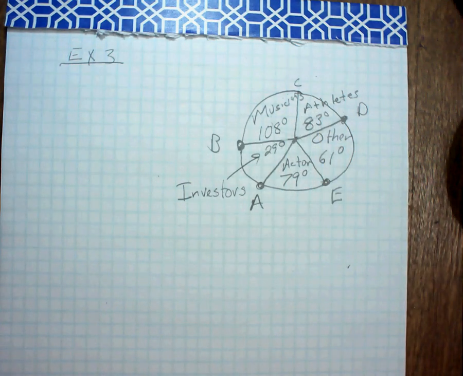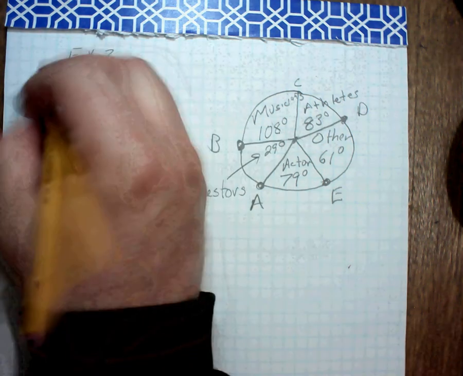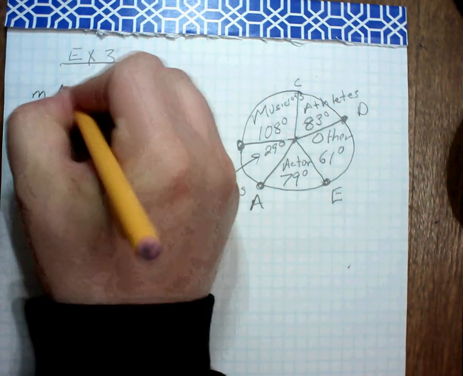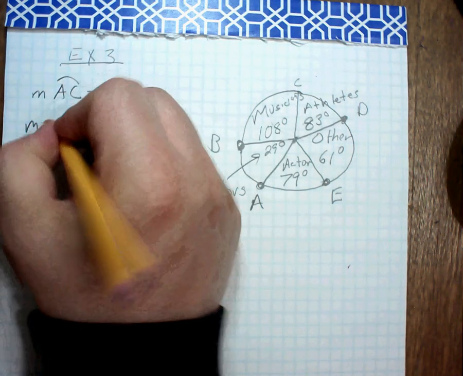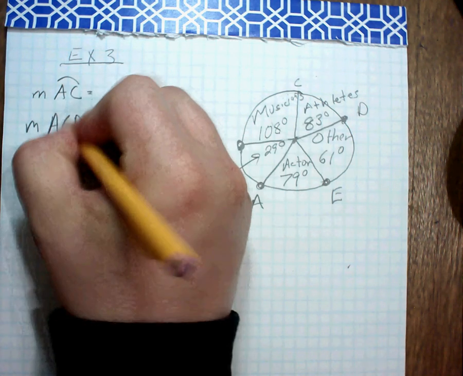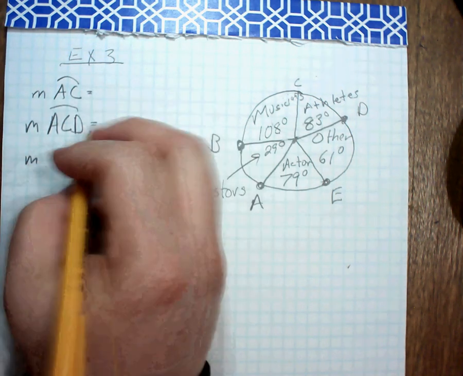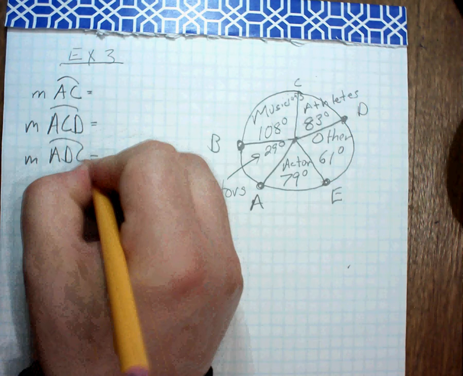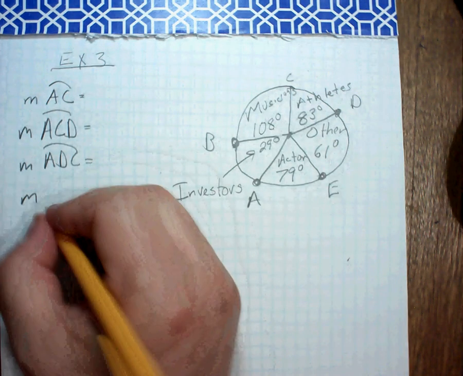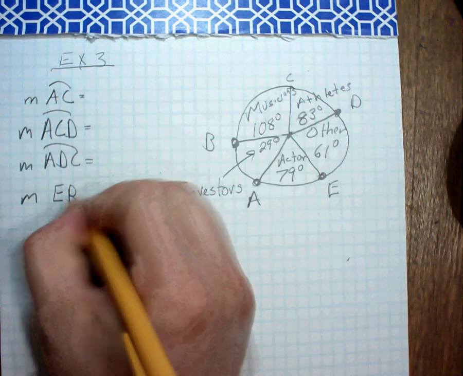And so let me read what the textbook says. It says, a recent survey asked teenagers whether they would rather meet a famous musician, athlete, actor, inventor, or other person. The circle graph shows the results. Find the indicated measures. So what they want us to find is the measure of arc AC. They want us to find the measure of arc ACD. They want us to find the measure of arc ADC. And they want us to find the measure of arc EBD.